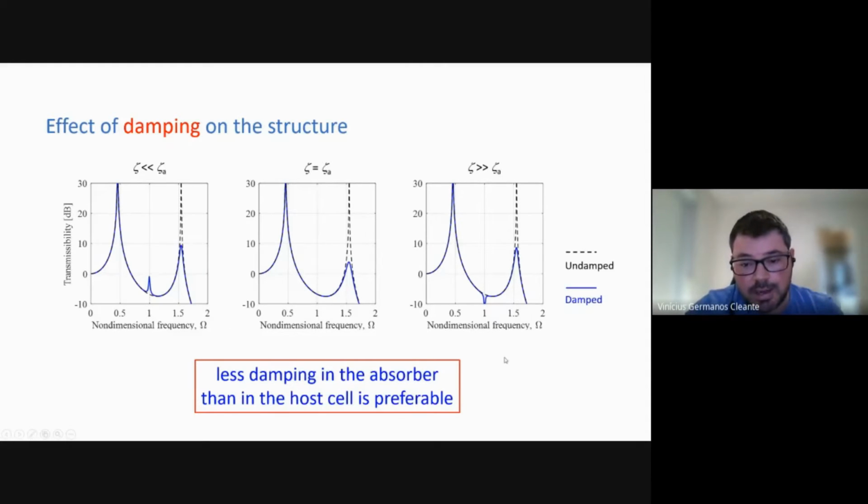So to obtain an effective super stop band, we need to correctly tune the vibration absorber so we can break the two internal bounding frequencies, and we need less damping in the absorber than in the host cell. Then we can have a good super stop band.